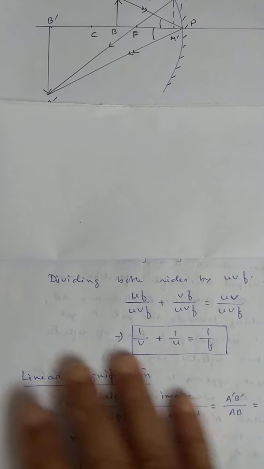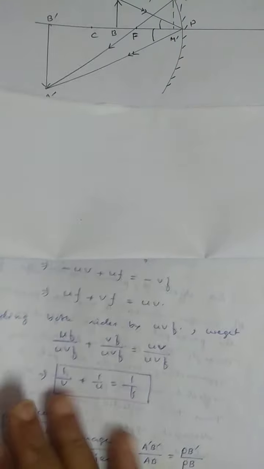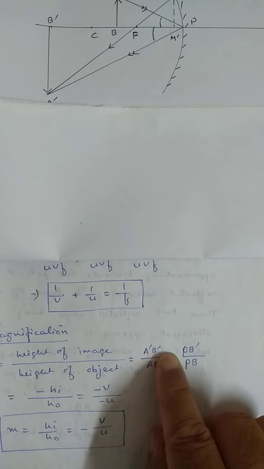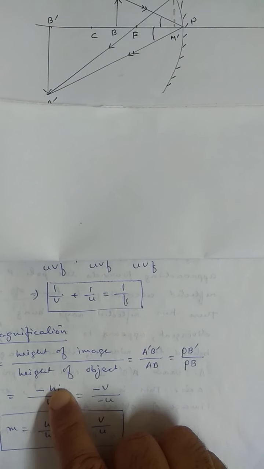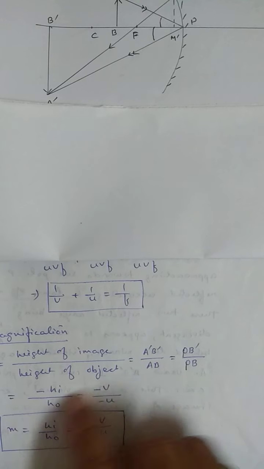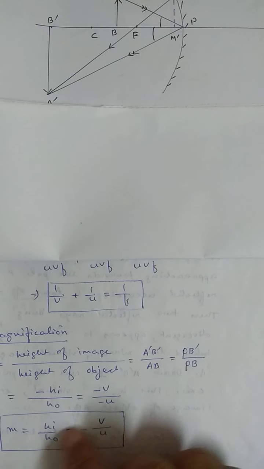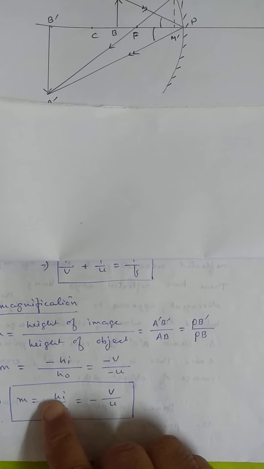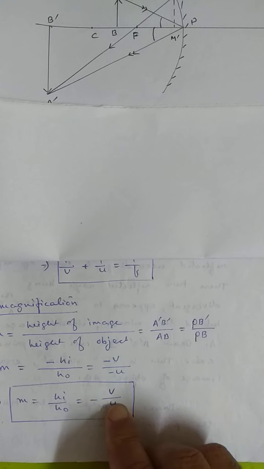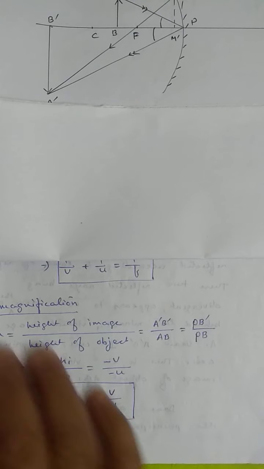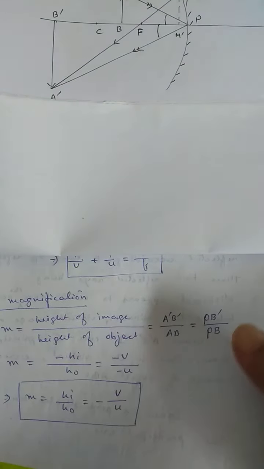So A dash B dash by AB is PB dash by PB. What is A dash B dash? Minus h_i, height of the image. What is AB? h_o, height of the object. What is PB dash? Minus v. What is PB? Minus u. That means magnification is h_i by h_o is minus v by u. So this is the magnification formula for concave mirror producing real image.